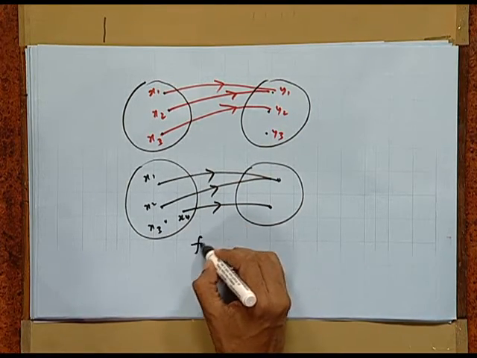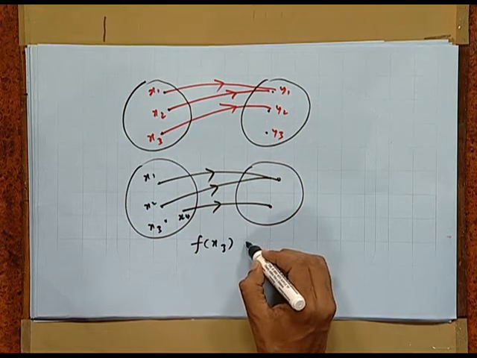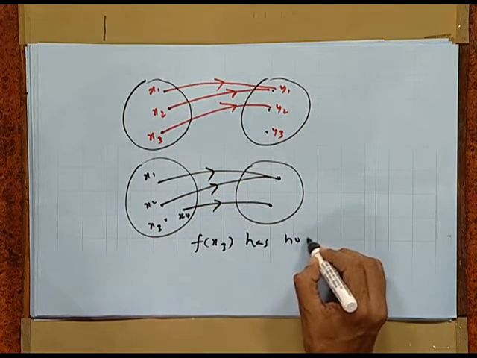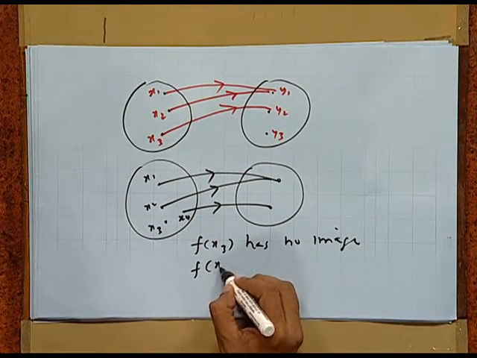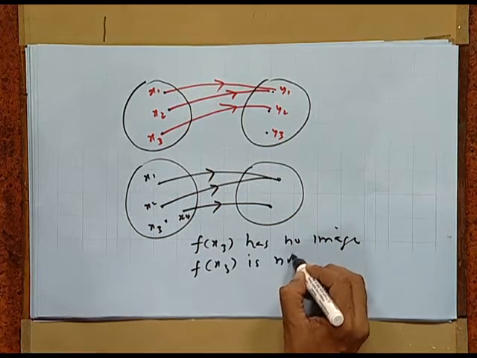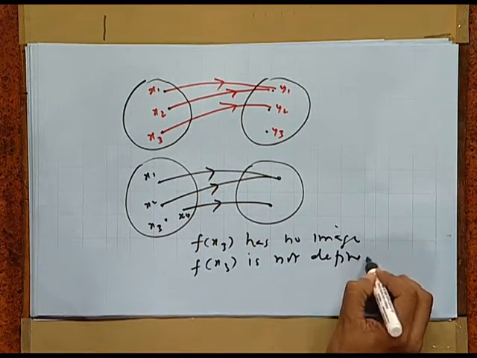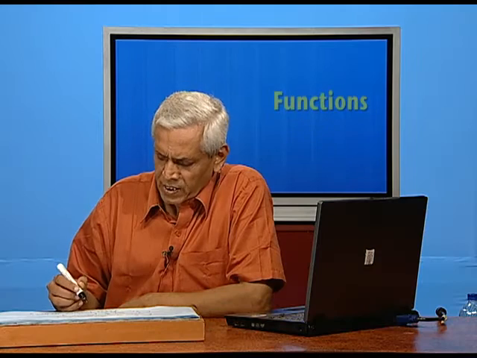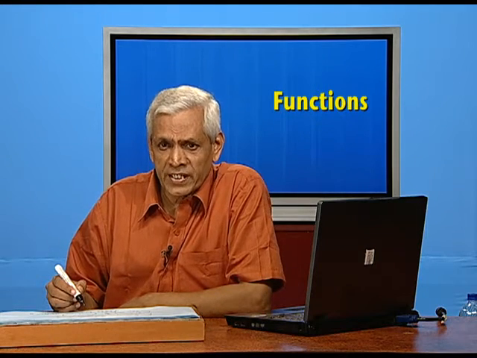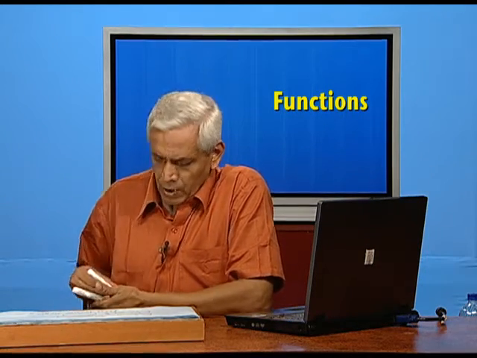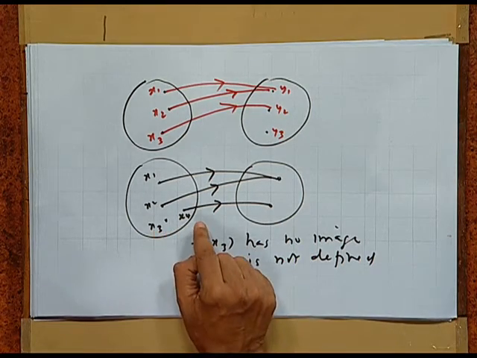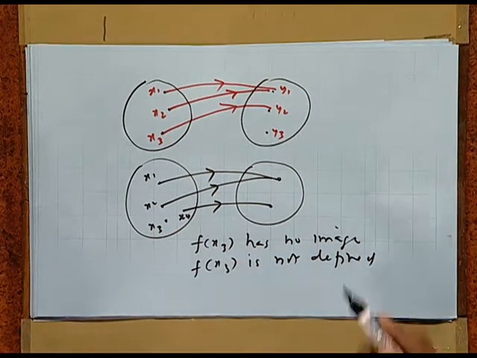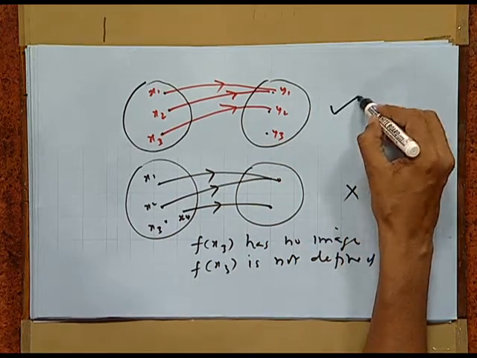We say f(x3) has no image, or we can say f(x3) is not defined. Also we can say f(x3) does not exist. So, in a function every element must have an image. Here x3 has no image, so it is not a function, whereas this was a function.